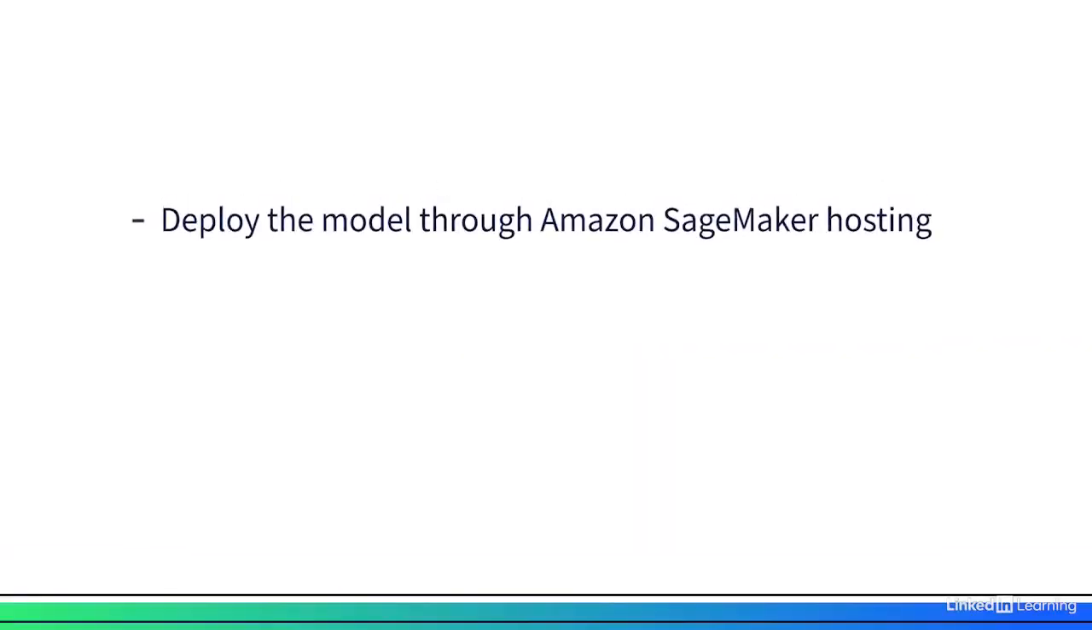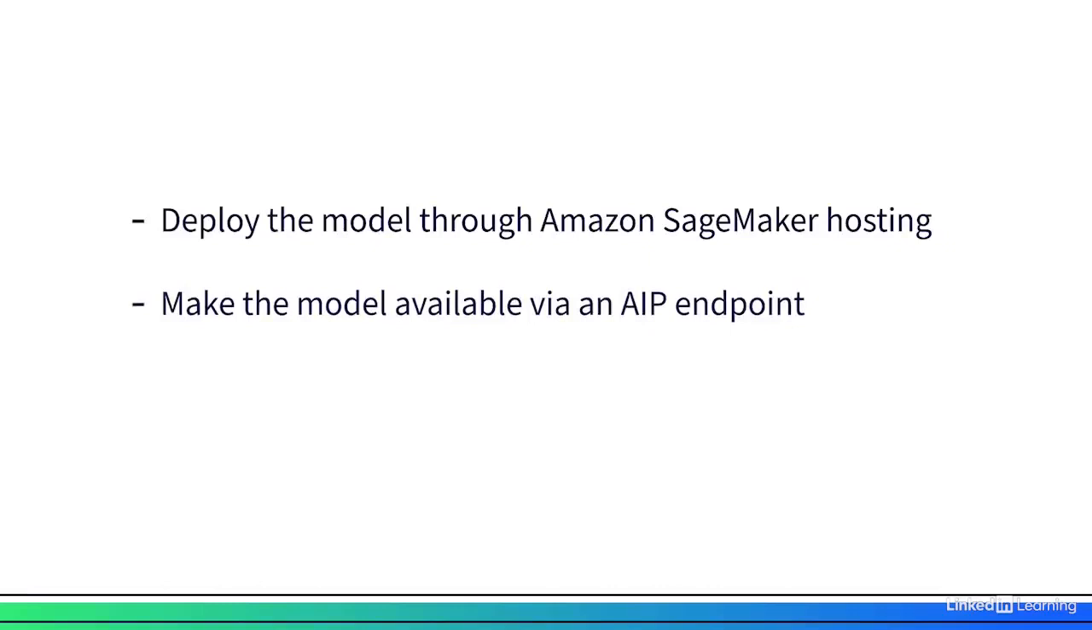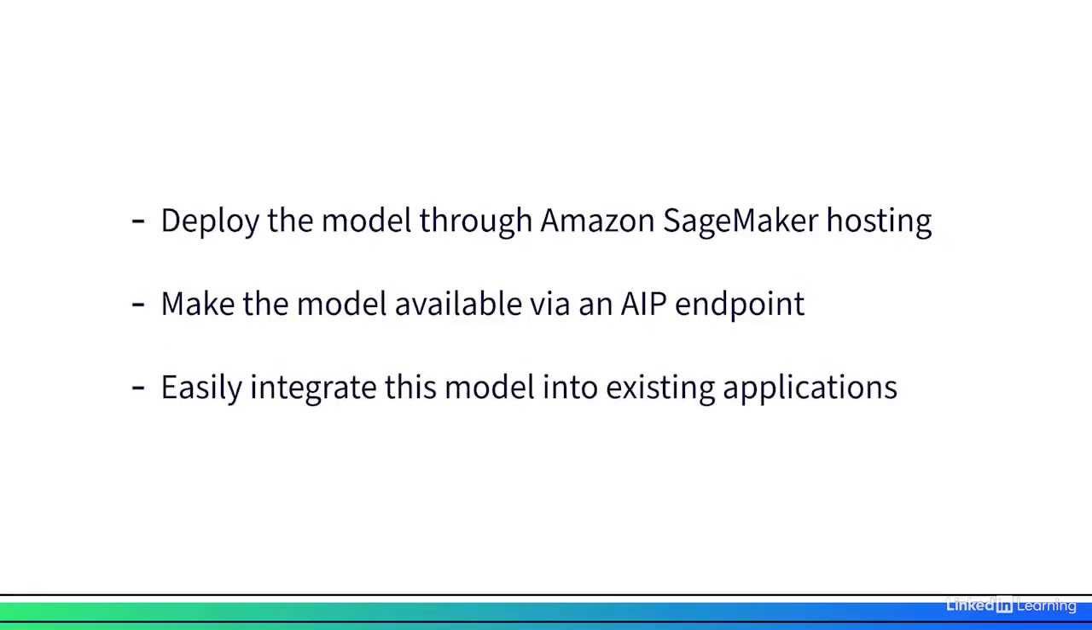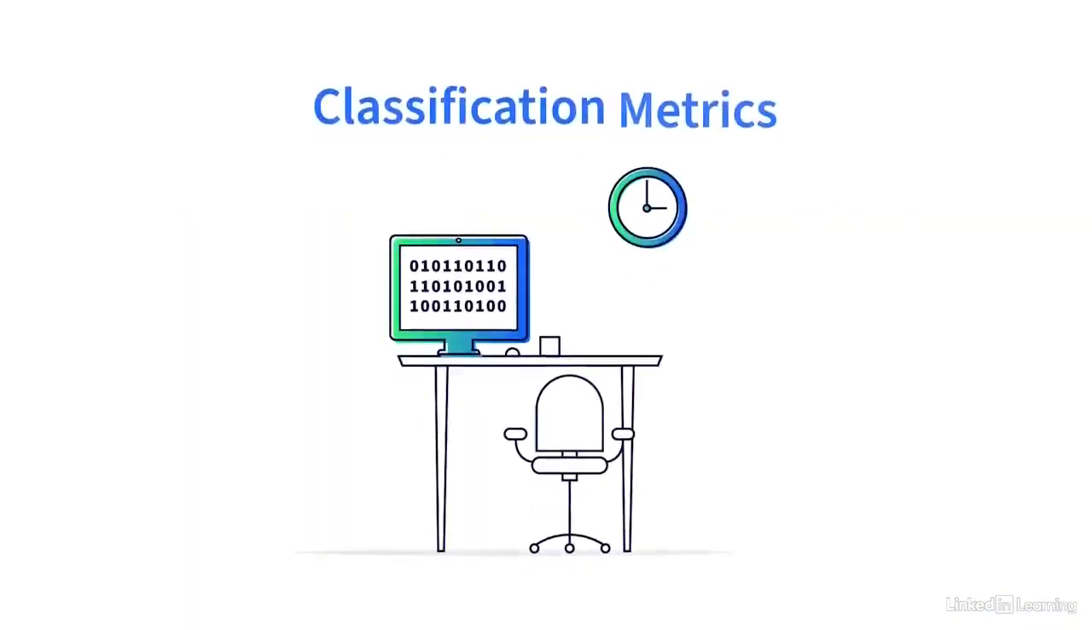Now that you have trained a model, you can deploy the model through Amazon SageMaker hosting, making the model available via an API endpoint. This means you can easily integrate this model into existing applications. Now that you've seen this low-code machine learning example, let's explore classification metrics like accuracy in more detail.